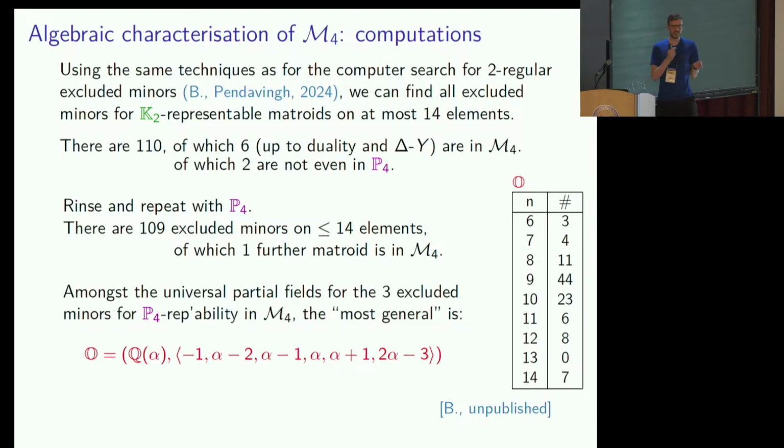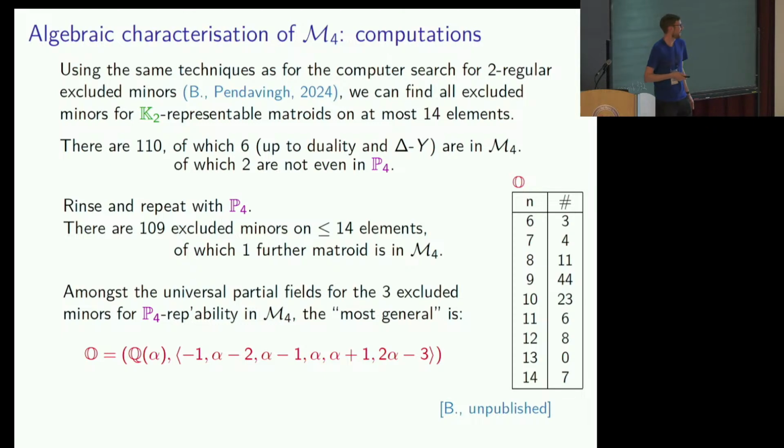And so these 3, we can look at their universal partial field. It turns out that they all have a slightly different one, but the most general of those 3 is this that I've given here. So we've now got another generator appearing for our group. I've got 2 alpha minus 3 has popped up there as well.